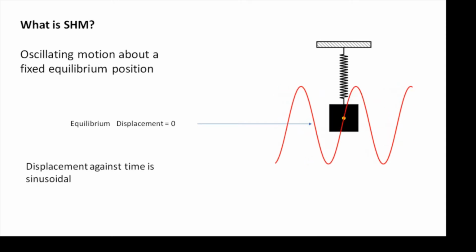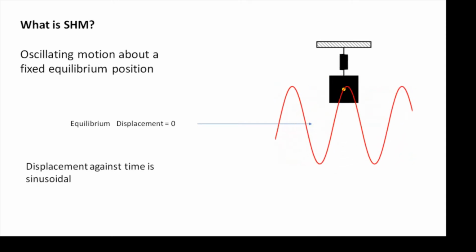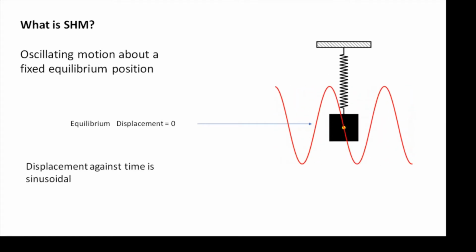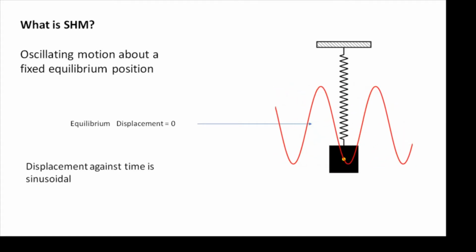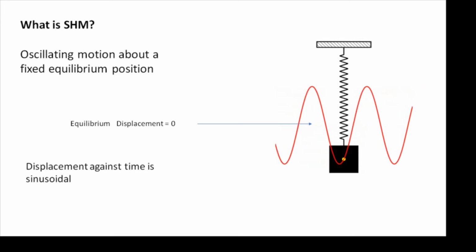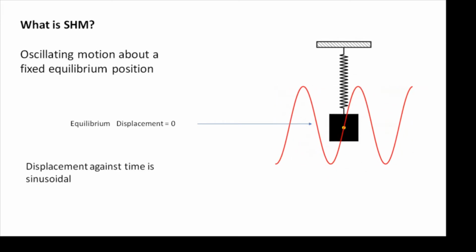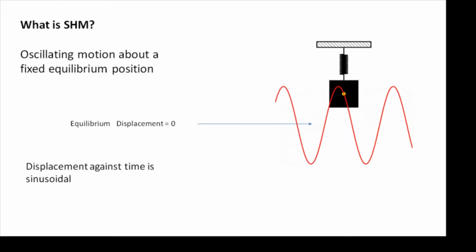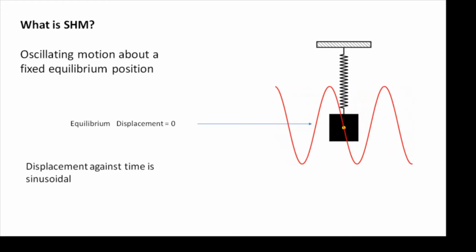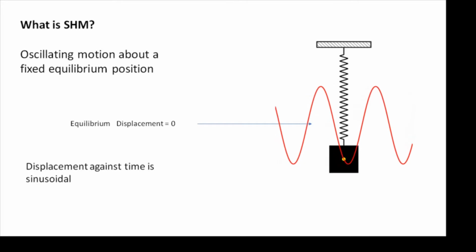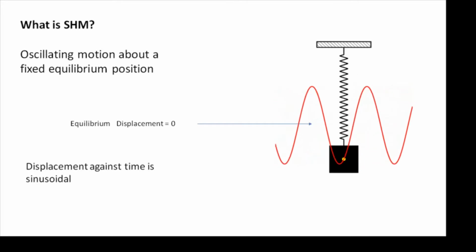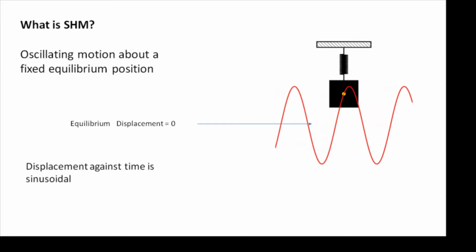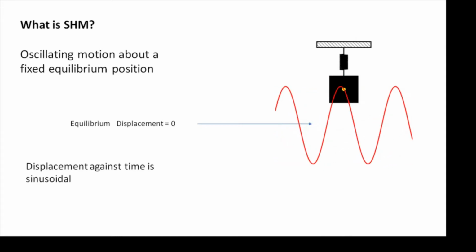If you imagine the mass wasn't moving, it would be in equilibrium. Its displacement, we say, would be 0. As it is oscillating now vertically, then its displacement is positive, negative, etc. A graph of displacement against time would be sinusoidal. It would be a sine or a cos function. That's not a definition of SHM, it's a description of SHM.